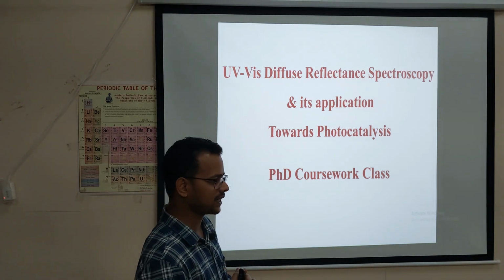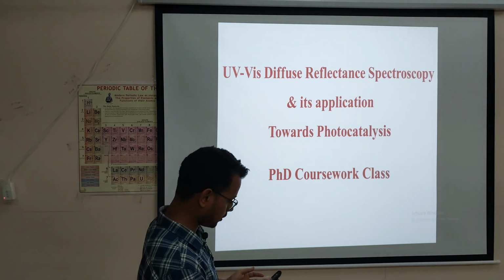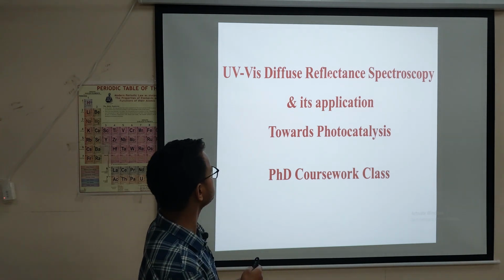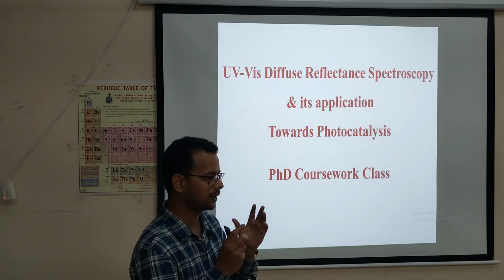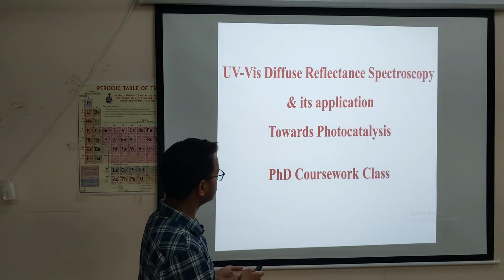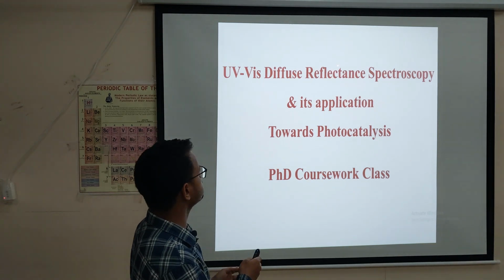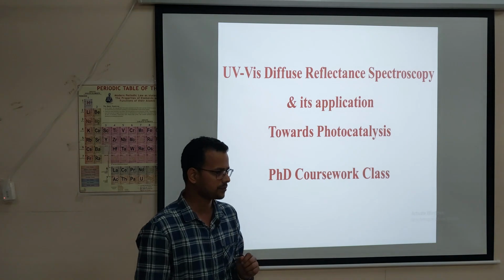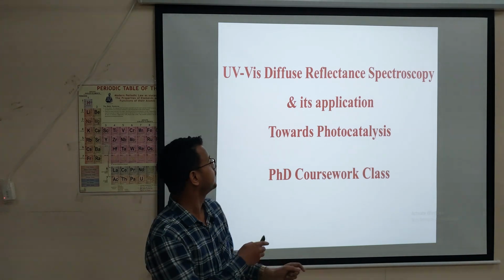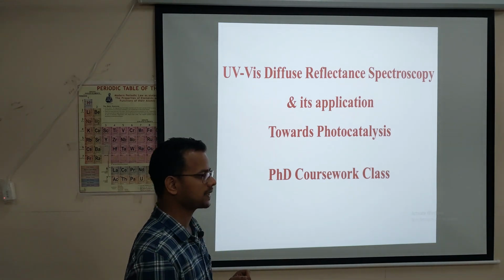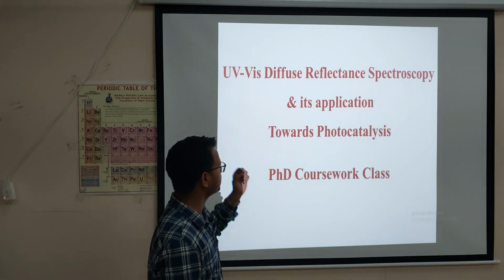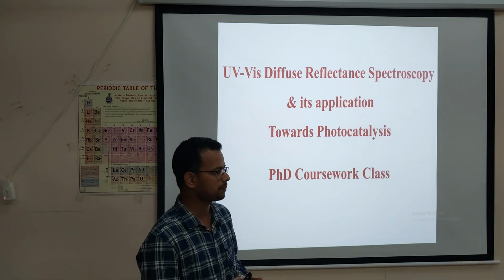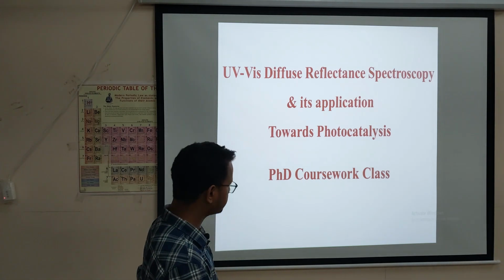So, we have this basic idea of what spectroscopy is. Then the second one is diffuse reflectance. What is diffuse reflectance and what is UV visible? We will discuss it, right. Then what is the importance of UV visible diffuse reflectance spectroscopy? It is shortly known as UV visible DRS, diffuse reflectance spectroscopy, okay. And what is its application towards photocatalysis, right.